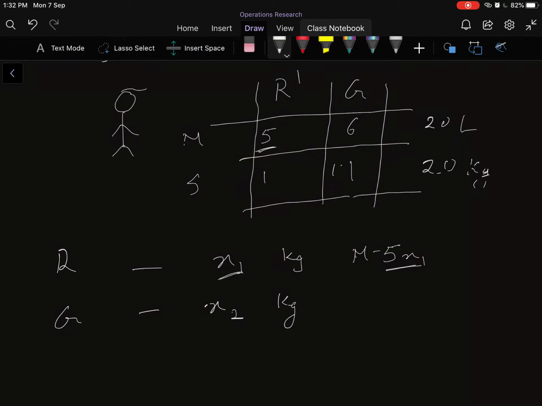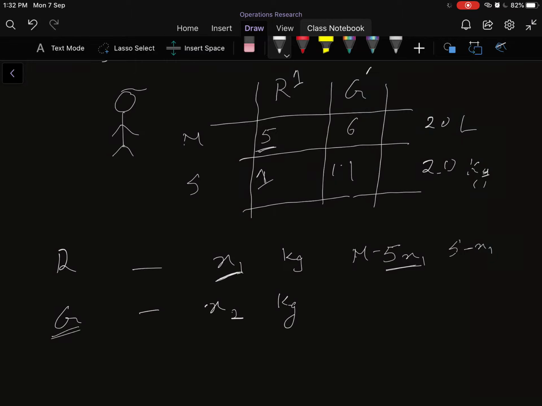Similarly, for producing 1 kg of rasgulla, he requires 1 kg of sugar. Therefore, for making x1 kg of rasgulla, he requires a total of 1 into x1 kg of sugar. Let's take the example of gulab jamun now.